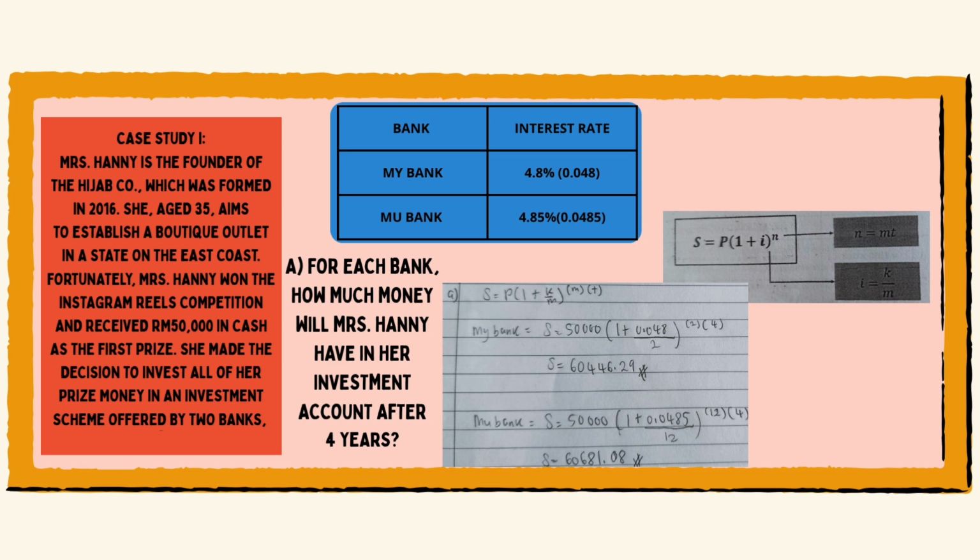For MU Bank, the principal amount is 50,000 ringgit. The interest rate is 4.85%. The compounding frequency is 12 times a year, and the investment period is also 4 years. The final amount obtained is 60,681 ringgit and 8 cents.